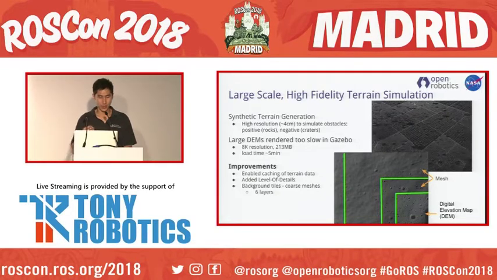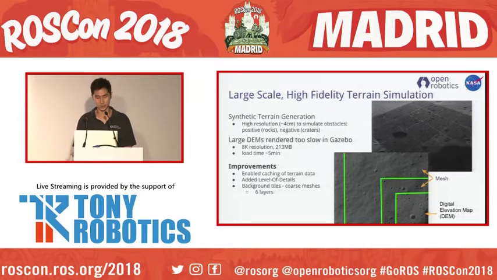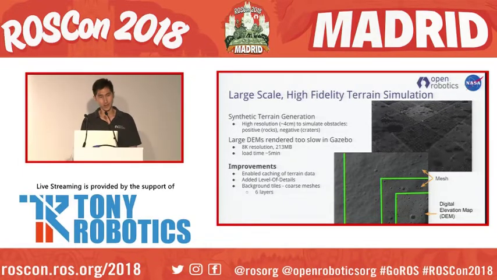So we have this really high resolution DEM file. It's roughly 4 centimeter resolution, which is adequate to simulate the obstacles that you find on the surface of the moon, the rocks and the tiny little craters. When we tried to load it in Gazebo the first time, it took over 5 minutes to load. And once it was loaded, the frame rate was really bad, especially on low-end laptops. It was basically unusable.